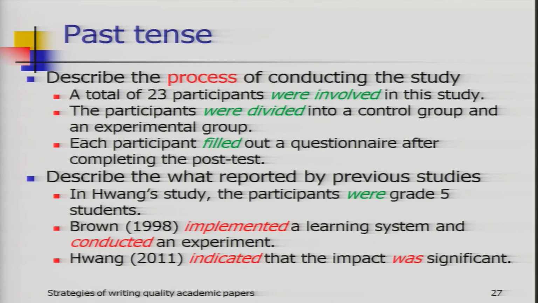Why? Because the function and structure remain the same. But if you want to describe how you developed the system, that already happened. It should be in past tense, okay? Or you need to describe someone saying something at a particular time. For example, Hwang in 1998 did something or said something, we need to use past tense.